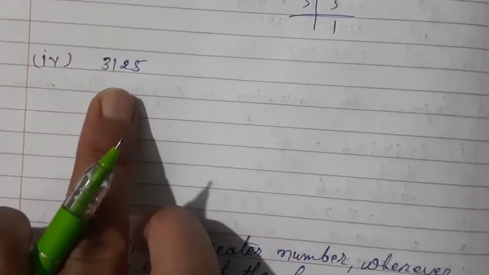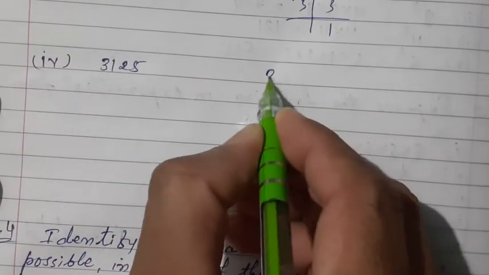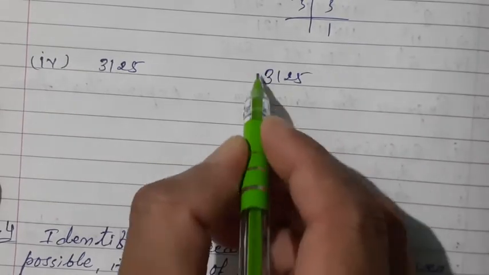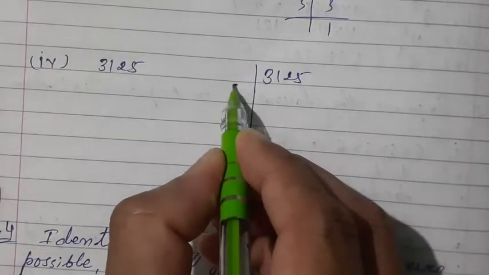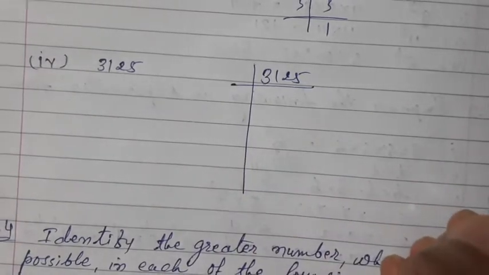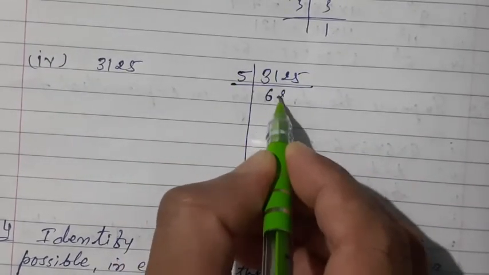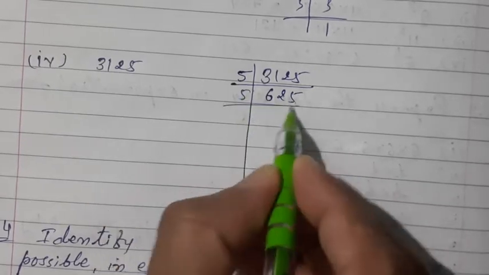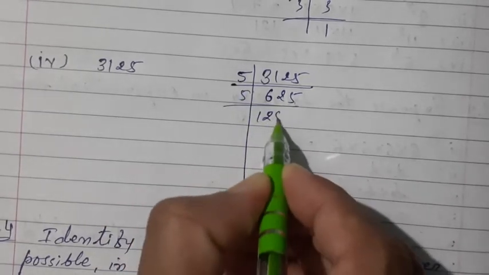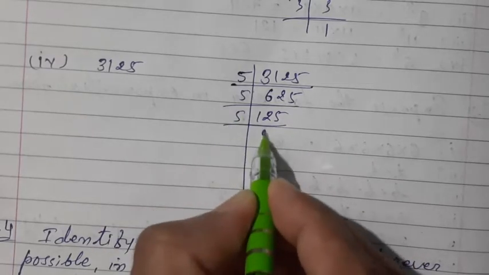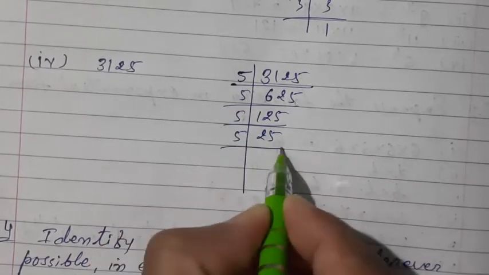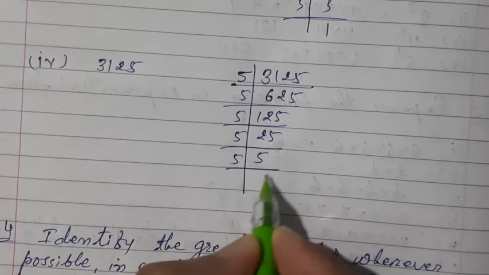Okay. Now next one, number 4. 3125. So that is not divisible by 2 and 3 also. Let me divide with 5. That is 625. Again 5, that is 125. Again 5, that is 25. Then 5 5s are 25. Then 5 1s are 5.